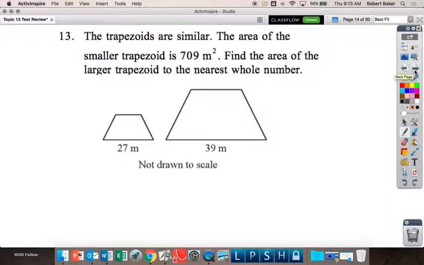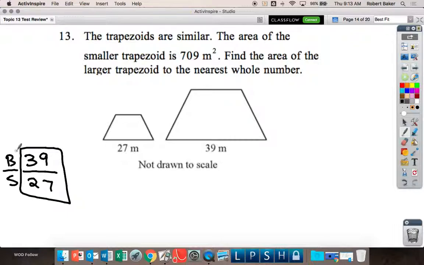Alright, so this one's asking you to apply that knowledge. It says the trapezoids are similar. The area of the smaller trapezoid is 709. Find the area of the larger trapezoid to the nearest whole number. Now you get to kind of pick big over small or small over big. Big over small. So we're going to do 39 over 27. This is the scale factor that we're going to use. Does that simplify down to anything? 13 over 9. That simplifies down to 13 over 9.